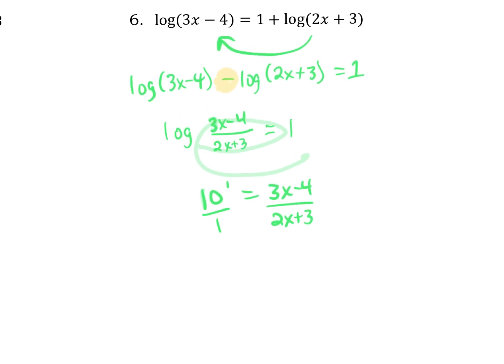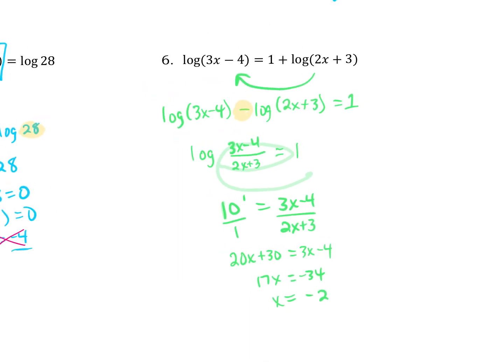So when we cross multiply here, we're going to get 20x plus 30 equals 3x minus 4. Let's subtract the 3x. Let's subtract the 30. So x is -2. All right. We need to go back and check to see if this is going to work.